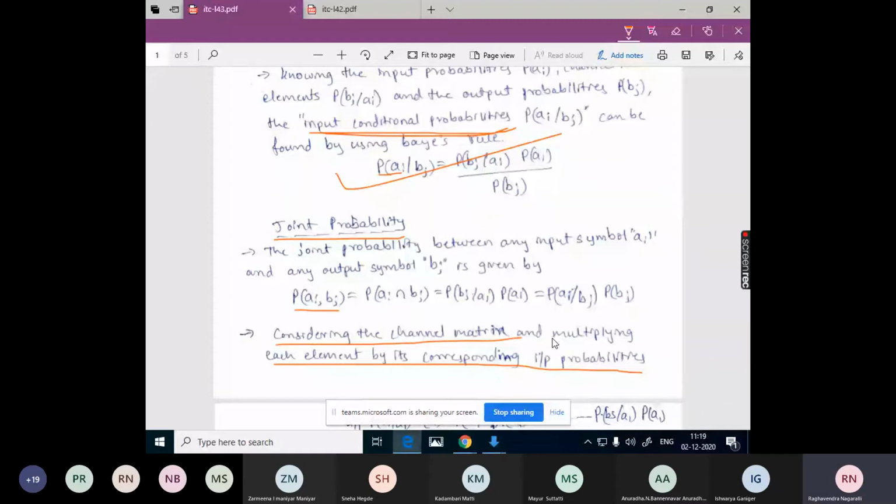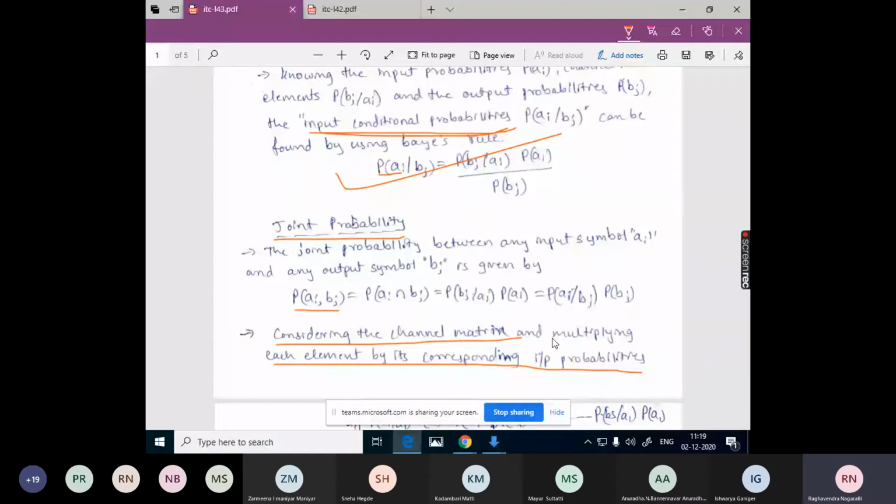Row wise we have the input symbols, and column wise we have the output symbols B1, B2 up to BS. So we are writing the conditional probabilities multiplied by the corresponding input probabilities. Now this becomes P of A1 comma B1. This multiplication becomes P of A1 comma B2, because A1 is the input symbol and B2 is the output symbol, and this becomes P of A1 comma BS.